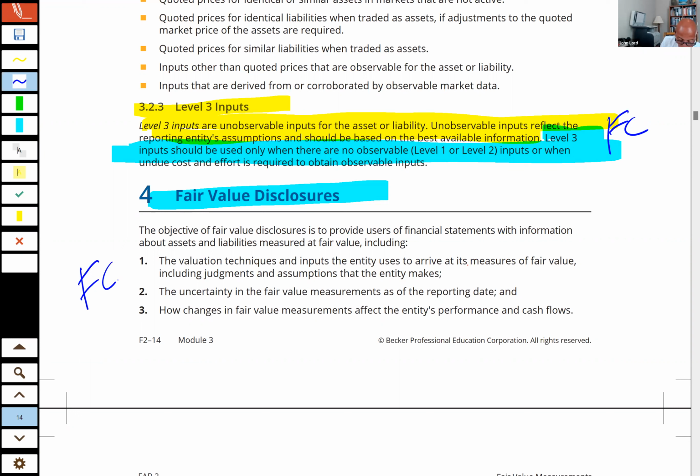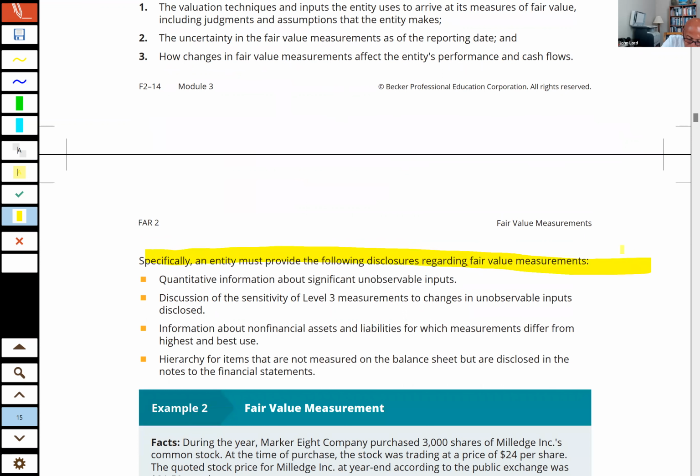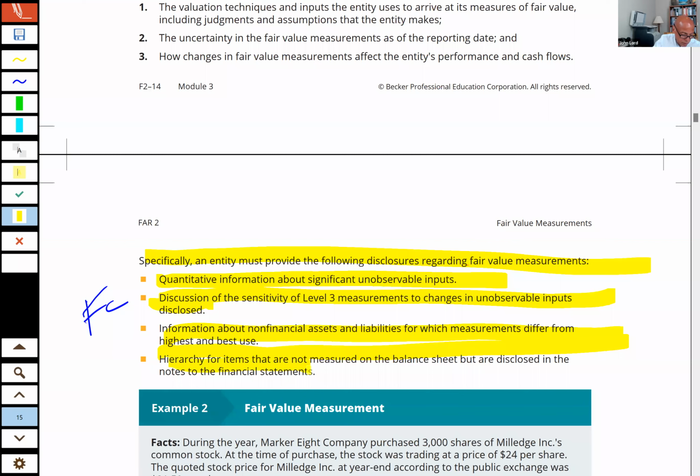So what needs to be disclosed when we're looking at fair value disclosure? I want the flashcard there. Specifically, an entity must provide the following disclosures about fair value measurement. Let's just flashcard these: the quantitative information that was used for the unobservable inputs, discussions of the sensitivity of those level 3 measurements, information about non-financial assets that differ from the highest and best use, and the hierarchy of items that are not measured on the balance sheet, but are disclosed in the notes to the financial statements.